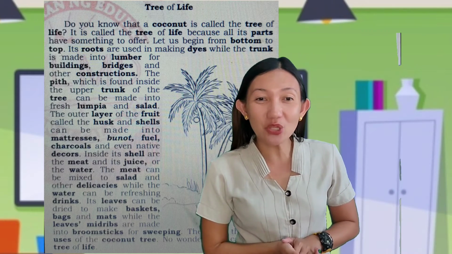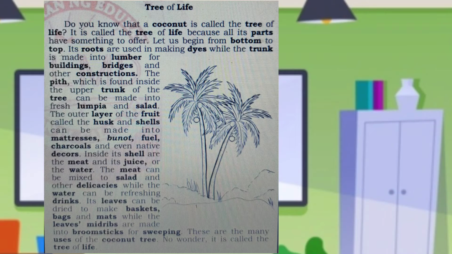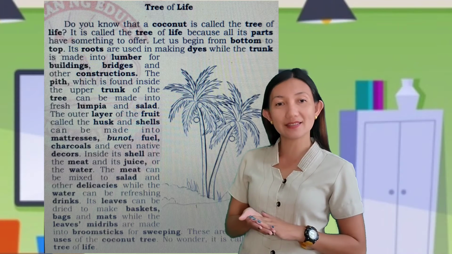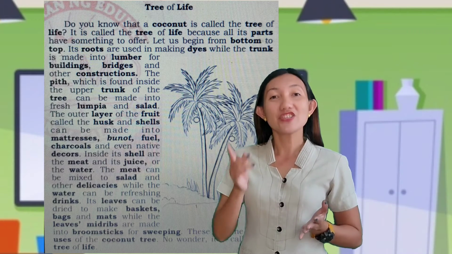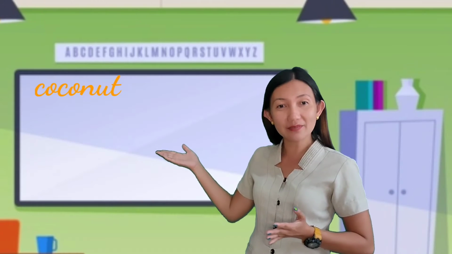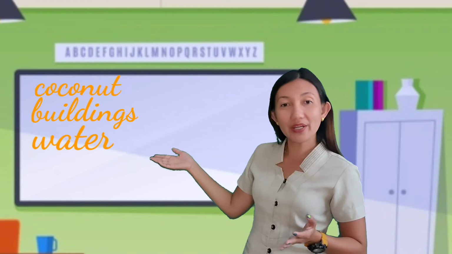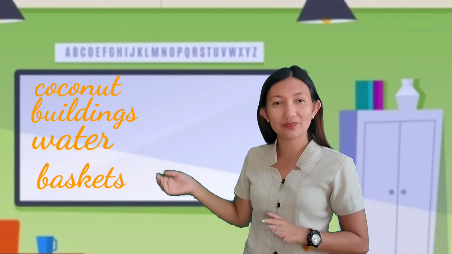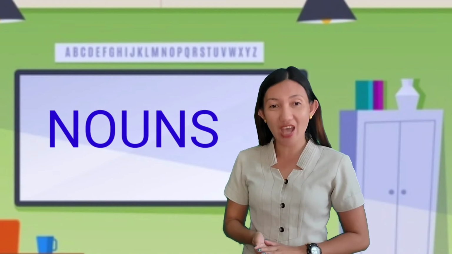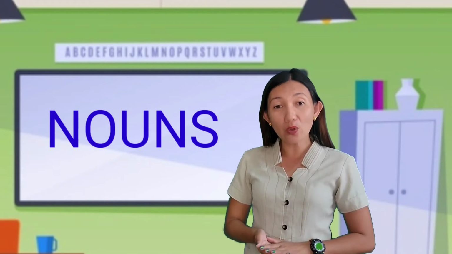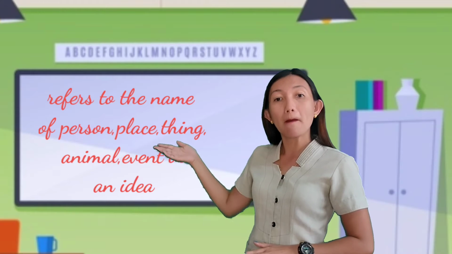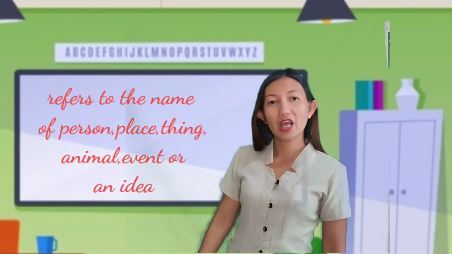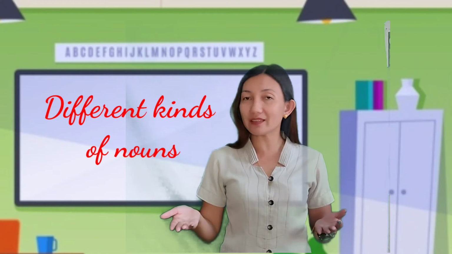Now, children, did you like the passage about the Tree of Life? Now, try to look at your module. Did you see the highlighted words? What are those? Yes, we have coconut, buildings, water, and baskets. What do you think are these words? Yes, they are called nouns. Nouns refer to the name of a person, place, thing, animal, or an idea. Do you know, children, that there are different kinds of nouns?